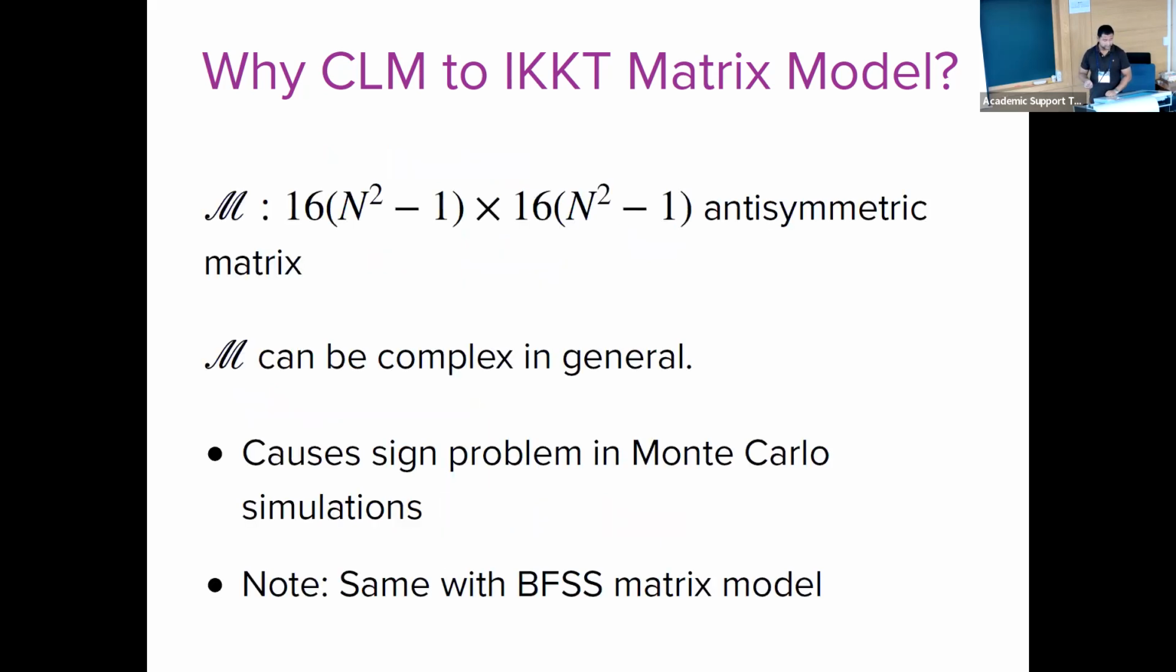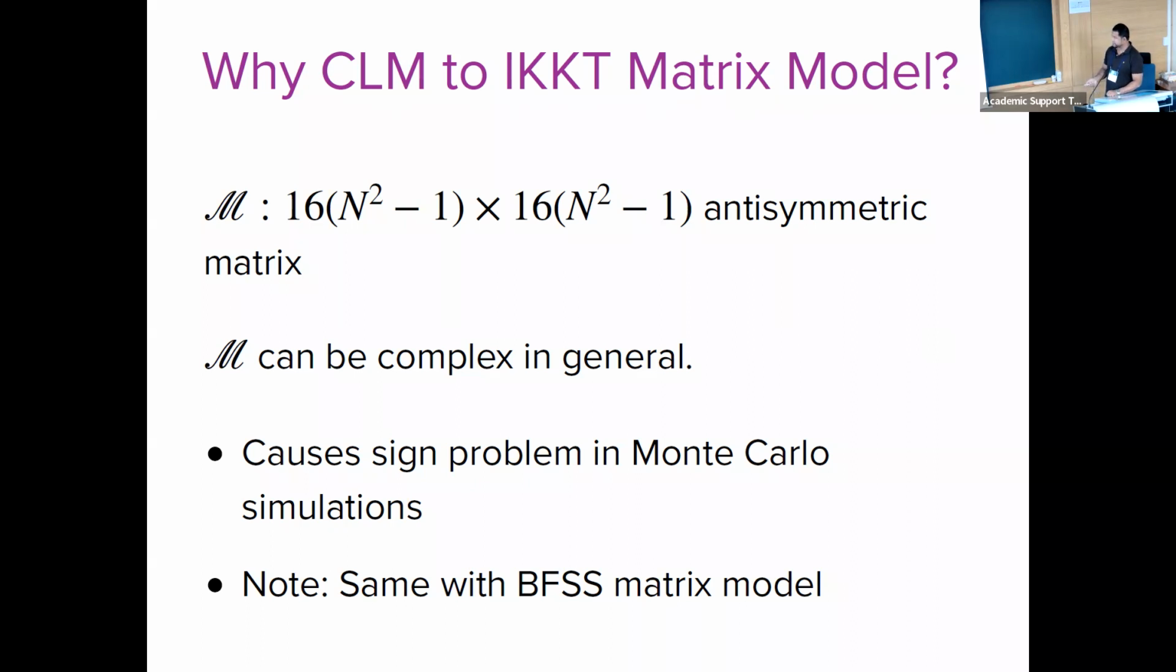This is a matrix. It is an antisymmetric matrix of size 16 times N squared minus 1. And this matrix can be complex in general, it is not real. So if you want to simulate this using Monte Carlo, since this matrix is complex, we have a sign problem, or complex action problem. So we cannot do naive Monte Carlo simulations for this model.